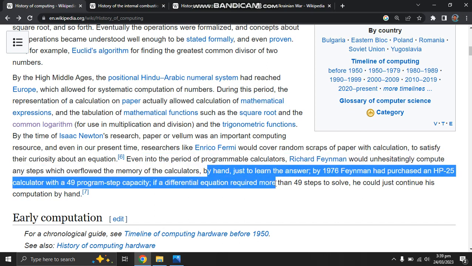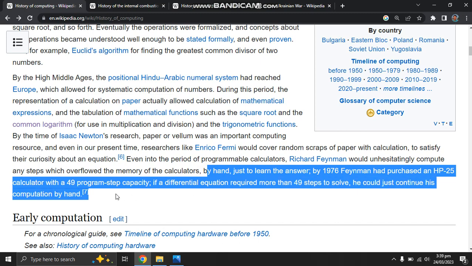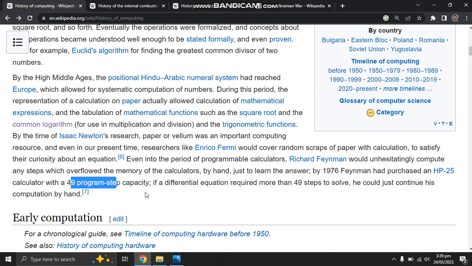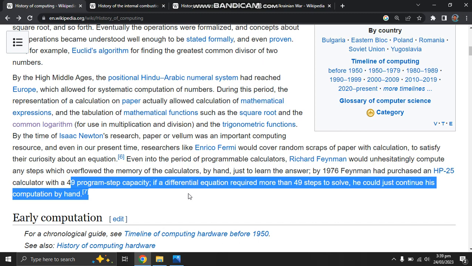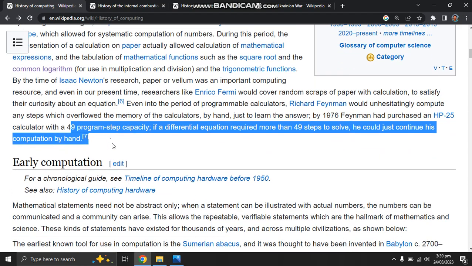By 1976, Feynman had purchased an HP-25 calculator with a 49 program step capacity. If a differential equation required more than 49 steps to solve, he could just continue the computation by hand.